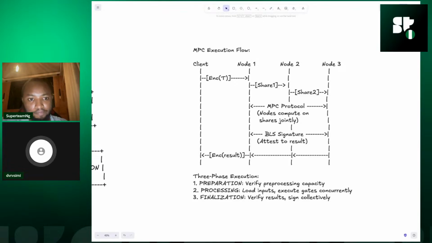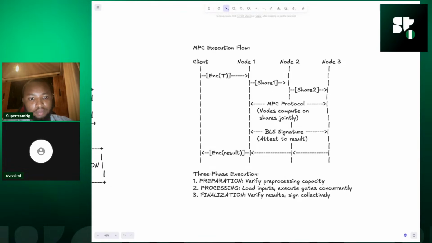In the protocol, the nodes are computing on the shares jointly. I'm saying jointly, but it's not like they interact or share data among themselves. They just know that their goal is to execute whatever the user said should happen in definition and commissioning. There's also the BLS signature, which is Arcium's way of attesting to the result. Then the return goes back to stage 5 that I talked about, which is the callback.